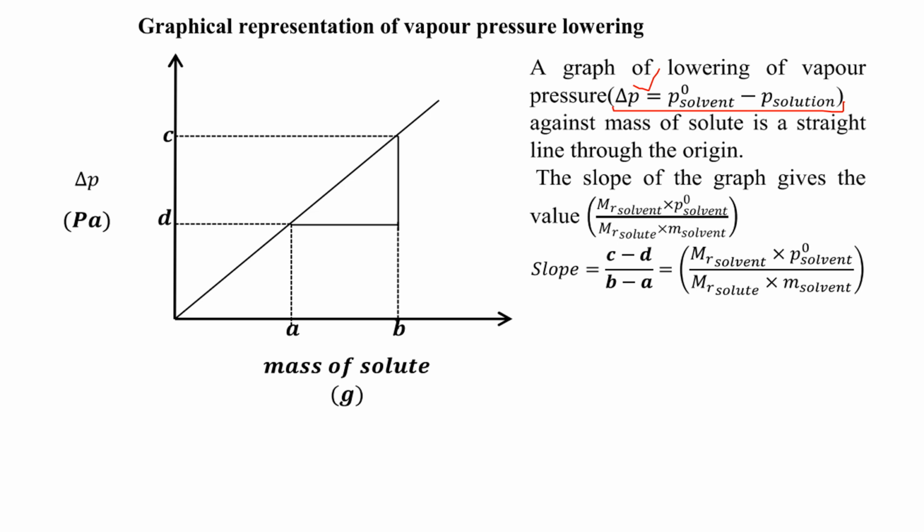So you have a graph of lowering of vapor pressure, which is the vapor pressure of the solvent less the vapor pressure of the solution, against mass of the solid, which is a straight line through the origin. Now you are supposed to get the slope. After getting the slope, you equate it to this, which is the molar mass of the solvent multiplied by its vapor pressure, divided by the molar mass of the solid times the given mass of the solvent in the question. So you must understand and always remember this formula. I hope everyone is well conversant with finding slope, which is why I'm not emphasizing it more.